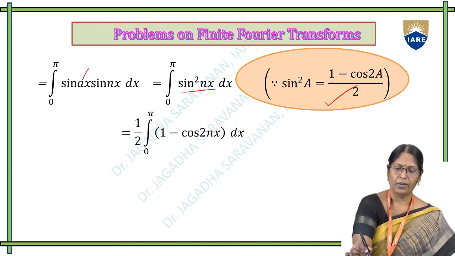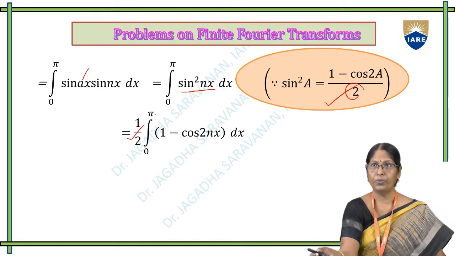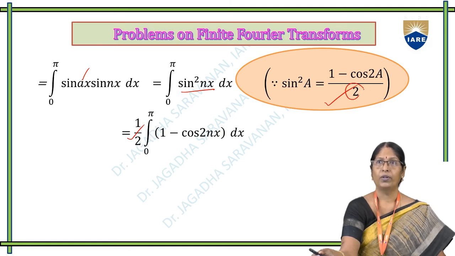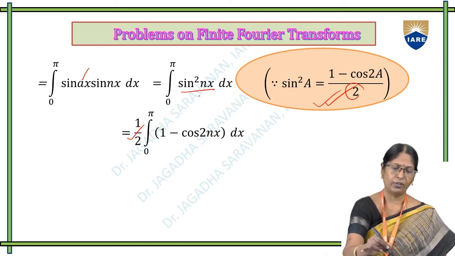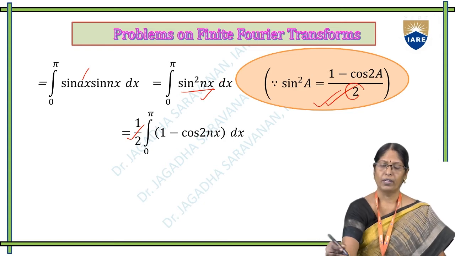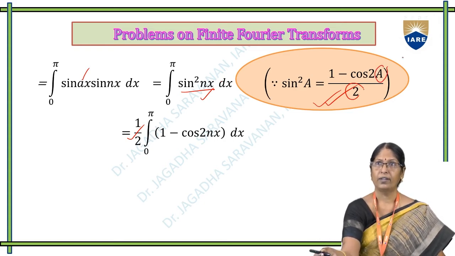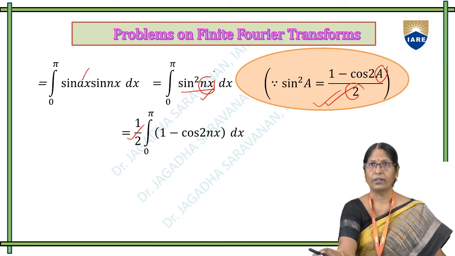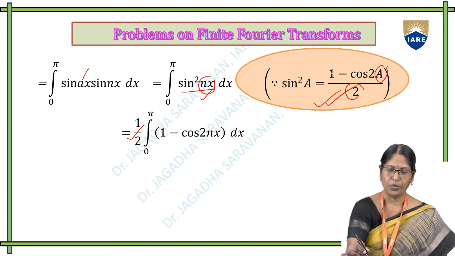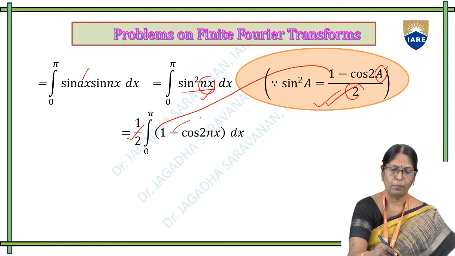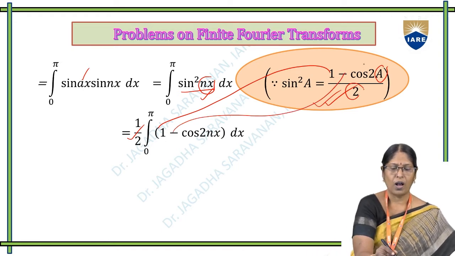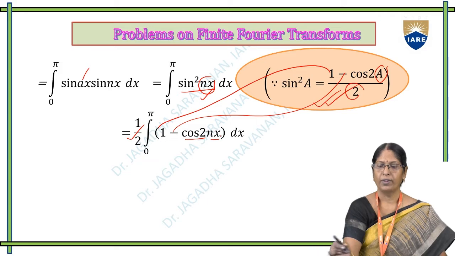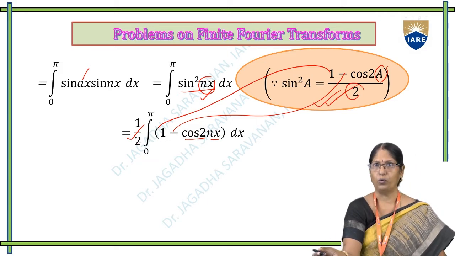So in this formula, the 1 by 2 we have taken out. In the formula, capital A is there, and what role is this capital A playing in our problem? The role is nx. So we are substituting here: 1 minus cos 2nx. The divided by 2 only, we kept it outside.